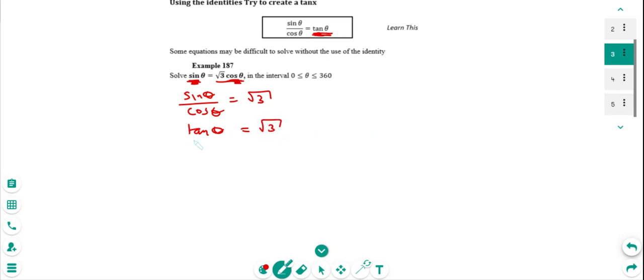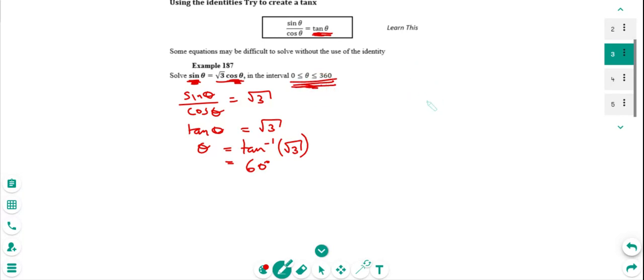of 3. If we then rearrange that to get the inverse tan, we get theta is tan minus 1 of root 3, which we can put into the calculator, and our calculators will give us the answer that's nearest to 0. So it will give us 60 degrees. But we need to find the other answers in this interval.